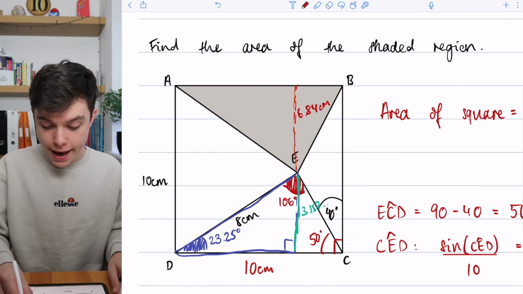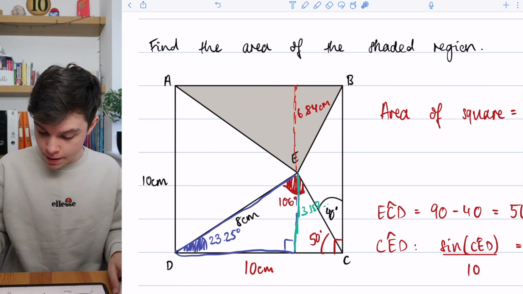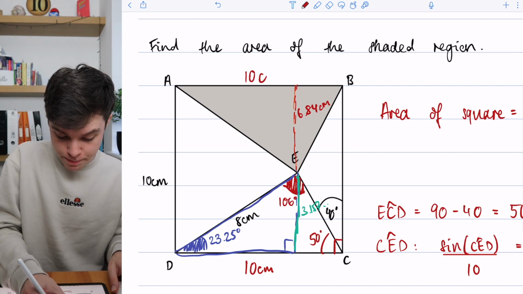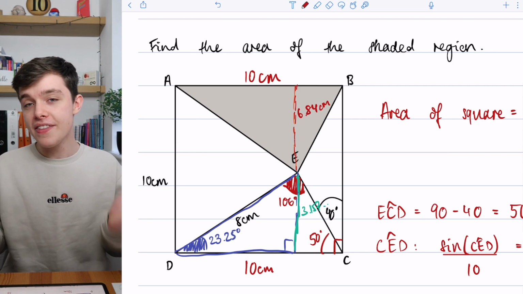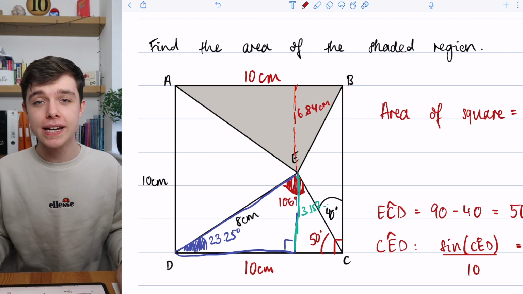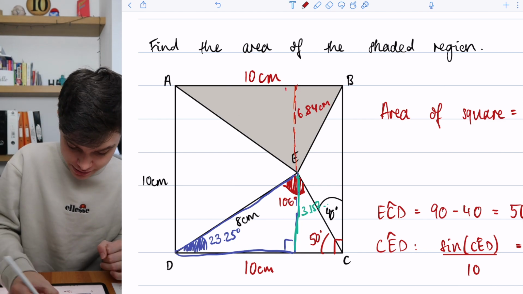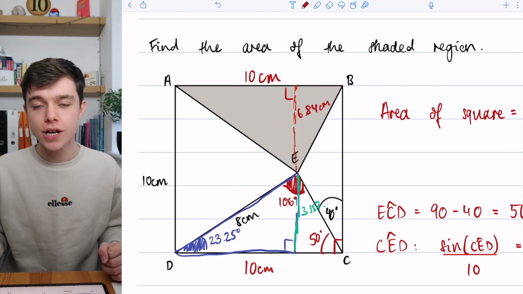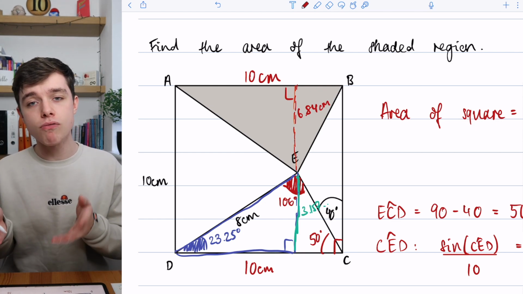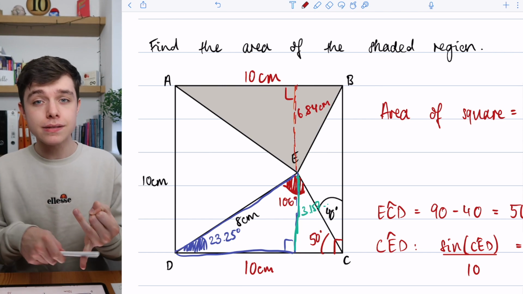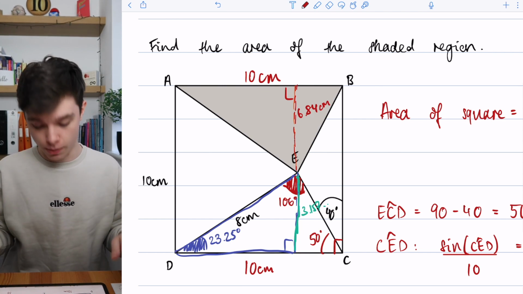Now, this is a square, so we can use the information of a square that all sides are the same. So this side, AB, must also be 10 centimetres. And then we can just work out the area of the shaded region. We have the base and we have the perpendicular height. This side here is perpendicular. So that's all we need to work out the area of the triangle. Even though it's not a right angle, we know the base and the perpendicular height, so we can just use our normal formula.